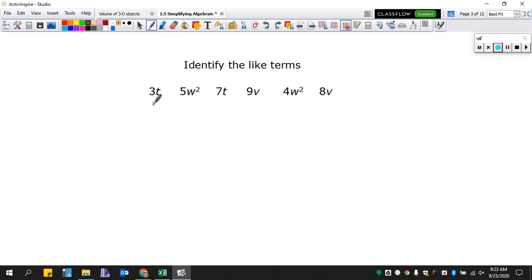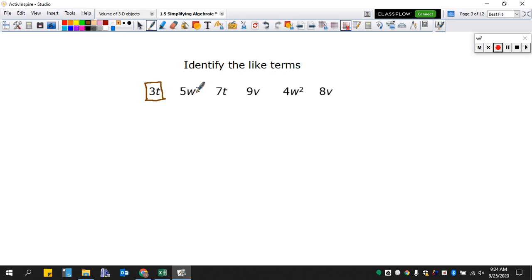So I could use different shapes. Here we have a 3T. I'm going to draw a box around 3T. And if I look over here, I have to pay attention to the T, and I want to look at all the other terms that have a T variable in it.